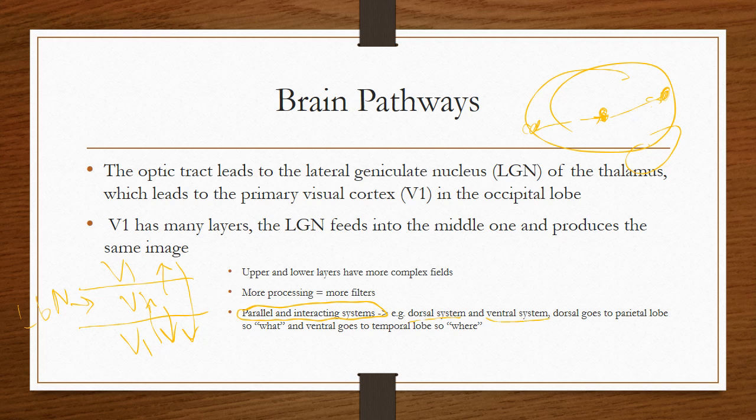The information output from the dorsal system goes to the parietal lobe. The parietal lobe deals with touch and feel and stuff like that, so it's known as a what sensation, whereas the ventral system goes to the temporal lobe. That's associated with hearing and memory and stuff like that, and spatial awareness especially. So it looks at the where aspect. There are a lot of different aspects of vision that come into play.